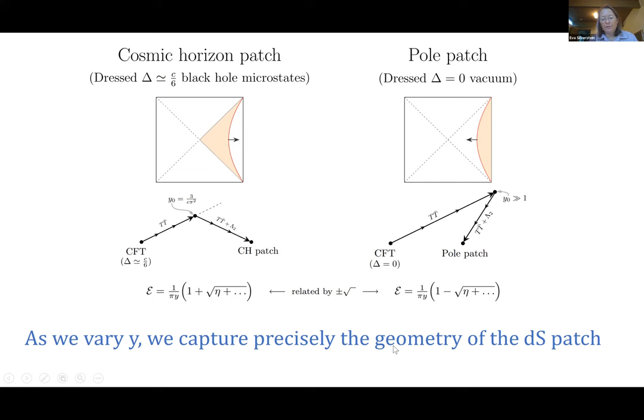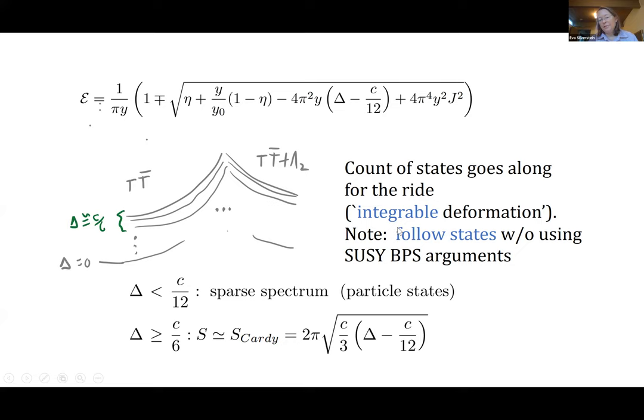And as far as the entropy goes, it goes along for the ride. That's because what's happening with these solvable deformations is the levels don't cross and the count of states just continues. Everything is continuous in terms of the energy levels. So we just track those states in a simple way in this method, which I think is a nice analog of the black hole case where people used extended supersymmetry instead. Here we use this and we keep track of the states.